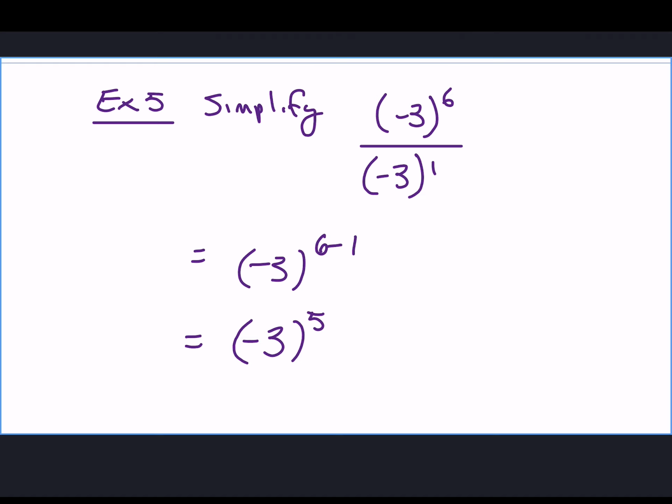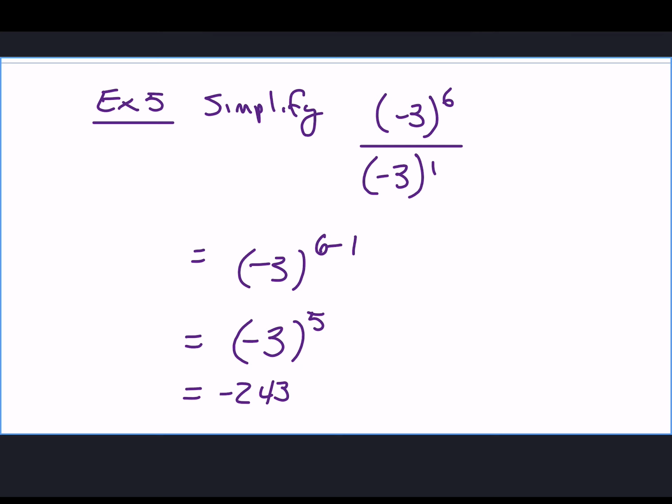And what is -3 to the 5th power? -243. And why is it -243? Because we have an odd number of factors. So we would have 5 factors of -3. So 5 negative numbers multiplied together gives us a negative. If we'd had an even number, it would have been positive, but because we have a 5, it is negative.